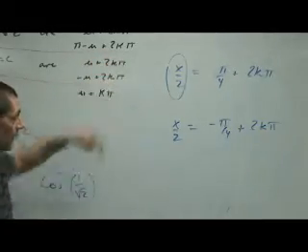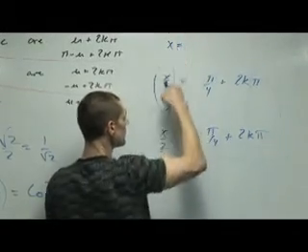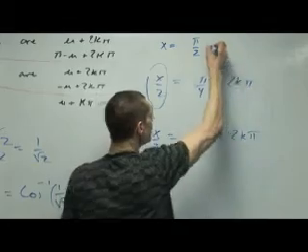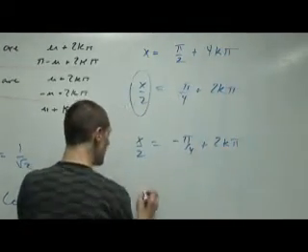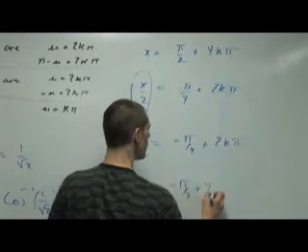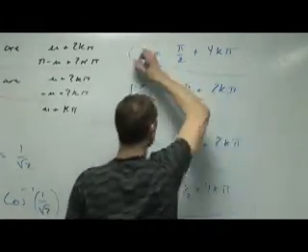Now, it's safe. I'm going to multiply everything by 2. So multiplying by 2 on this side, I get x, gets rid of the 2, equals pi over 2 plus 4k pi. And on this one, I have x is equal to minus pi over 2 plus 4k pi. So here are the two solutions.